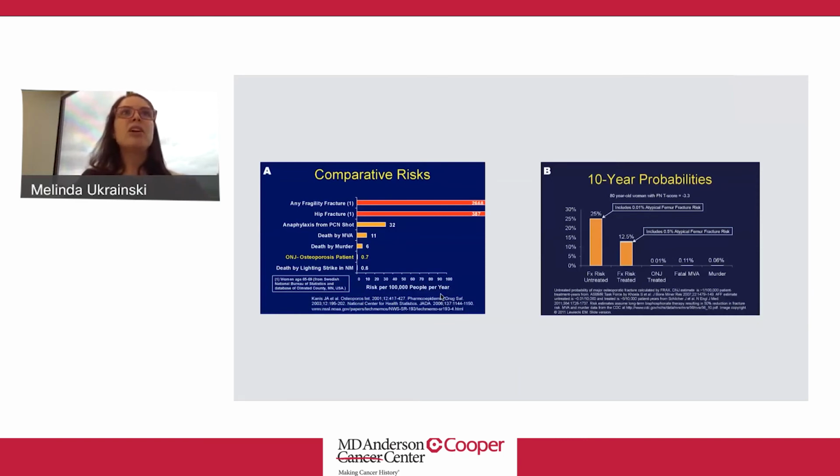So while these two complications are among the most concerning, both for patients and for the treating physicians, it's important to remember that the number of fractures that are prevented with treatment for osteoporosis far outweigh the risks of osteonecrosis of the jaw or atypical femur fractures. So these two slides just highlight that.